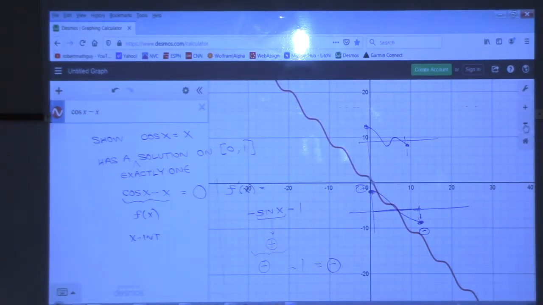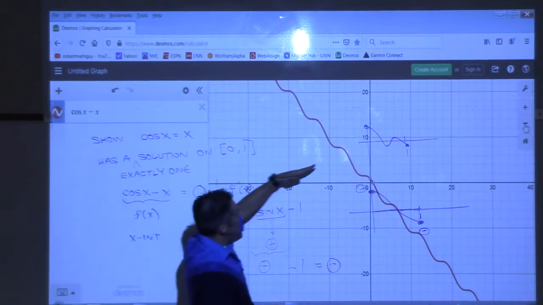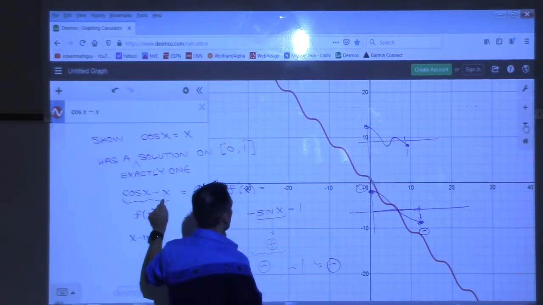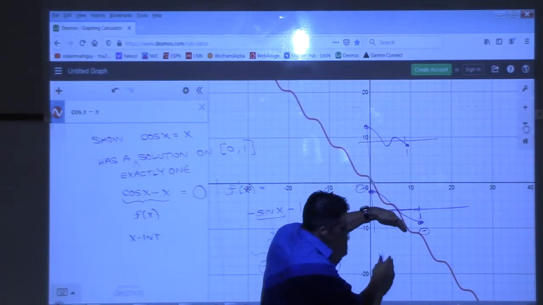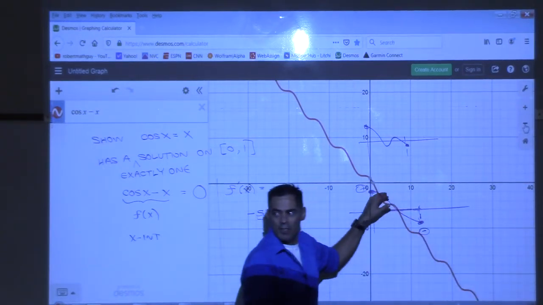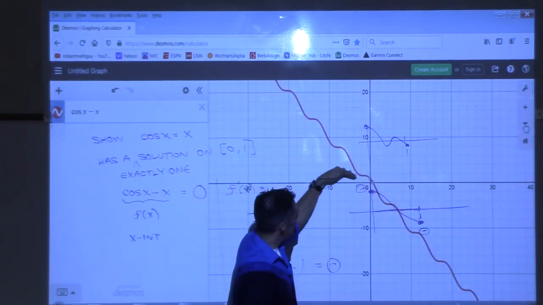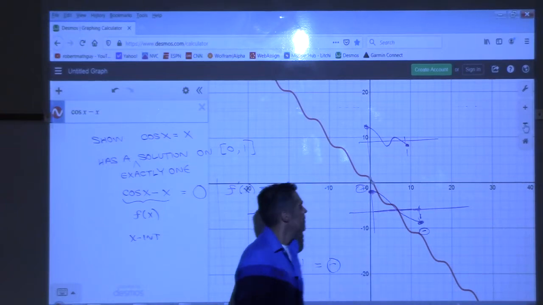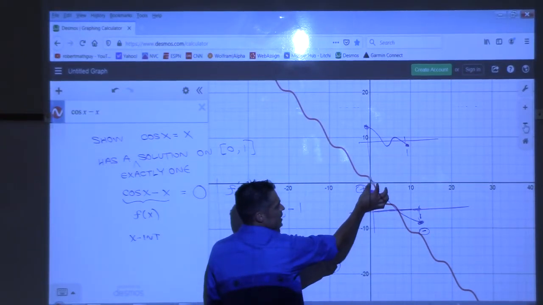It's like it wants to be a cosine function. It wants to do this, but the subtraction of x on it just keeps on making it go down and down. So look, it's always decreasing, right? So this function is always going down. So we were looking for the x-intercept in here, and we found it.